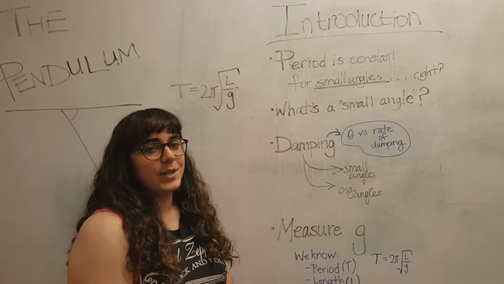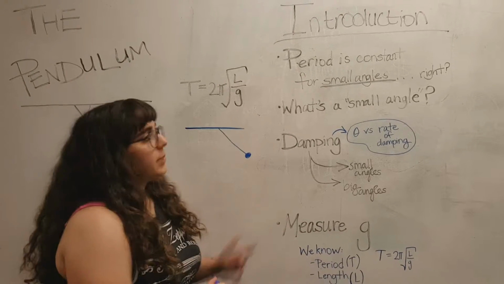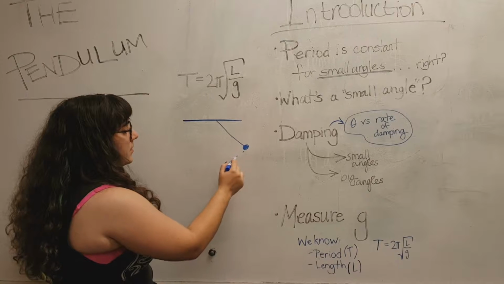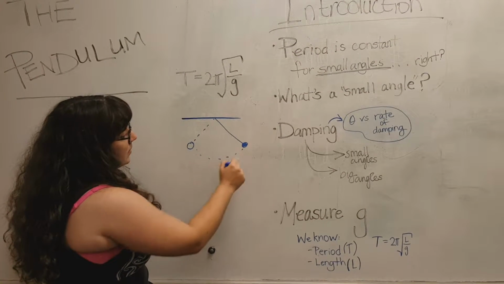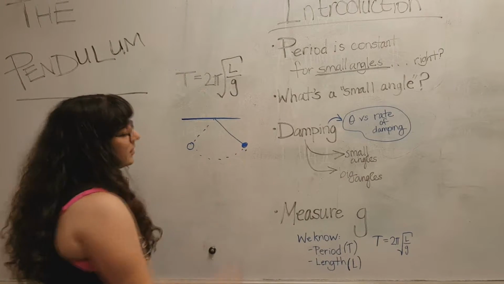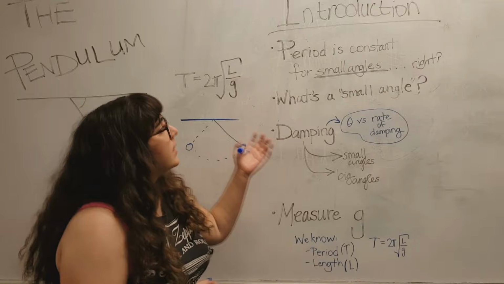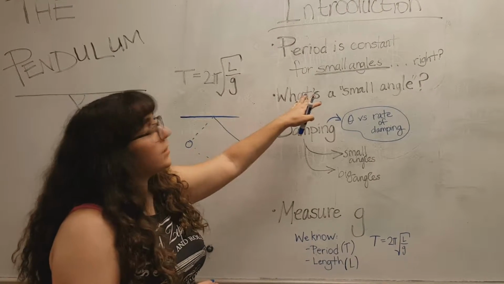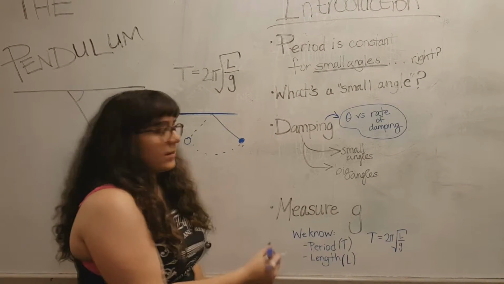So in this video, we're going to be talking about the movement of a pendulum. The period can be described as when it goes to the highest point on the other side and it goes back to where it started again. In this experiment, we explore the idea that for small angles, the period remains relatively constant. What is a small angle anyway?